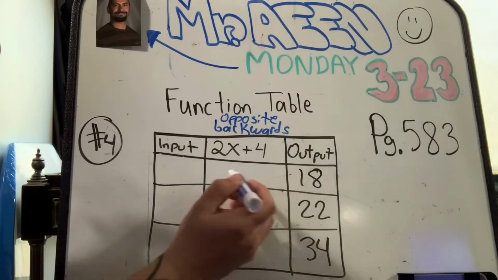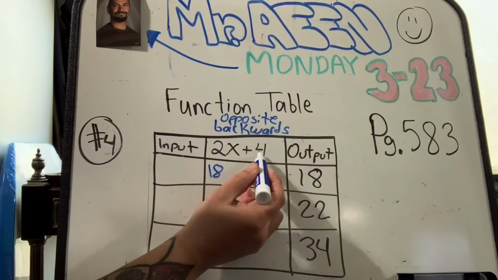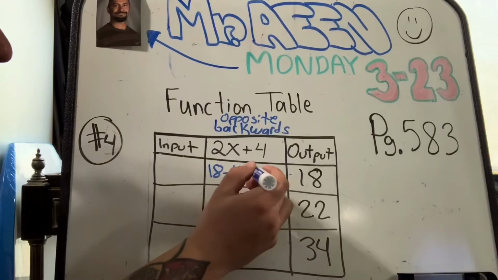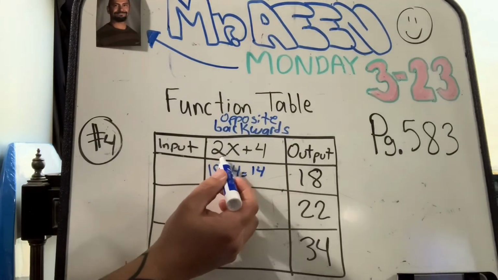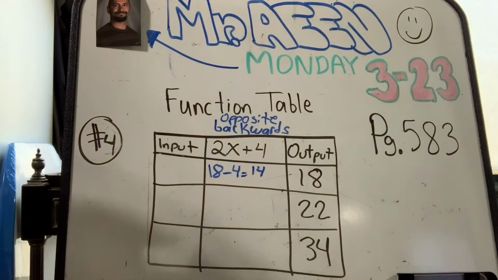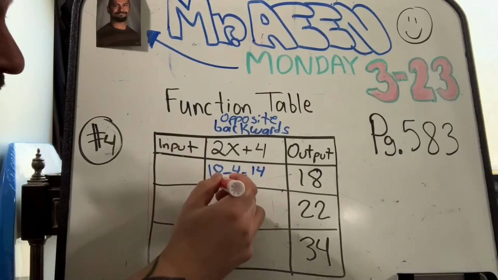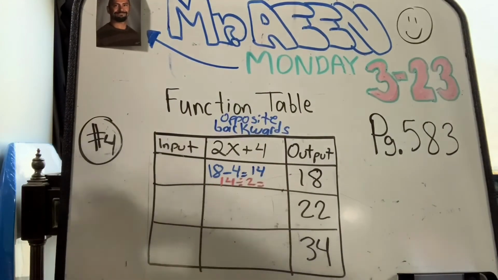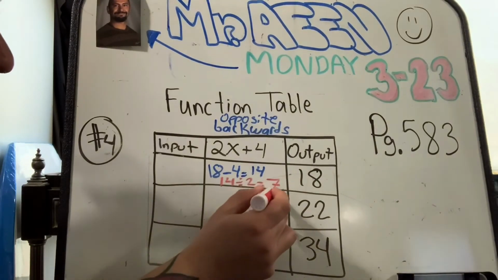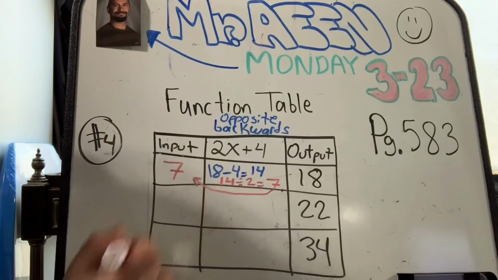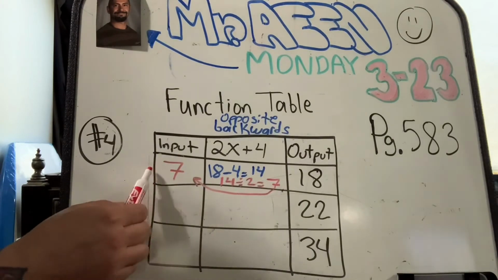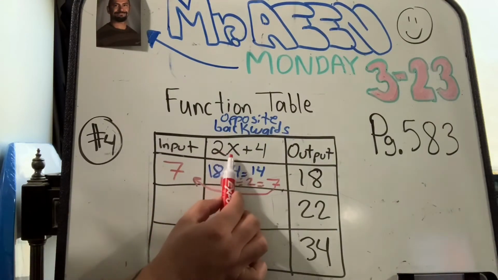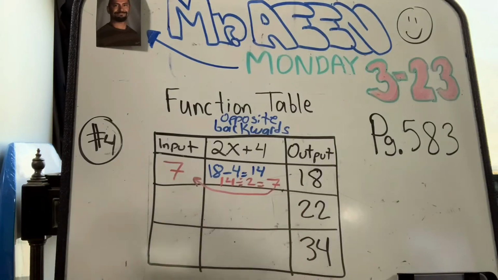Okay, so it looks like 18. So instead of adding 4, you're going to subtract 4. Okay, so 18 minus 4, that's 14. And then instead of multiplying by 2, you're going to divide by 2. So you're going to take 14 and divide it by 2 and you're going to get 7. So you put that 7 here. And if you want to know if you did it right, run the machine the normal way. So you would say 7 times 2, which is 14, plus 4, which is 18. So you know you did it right.